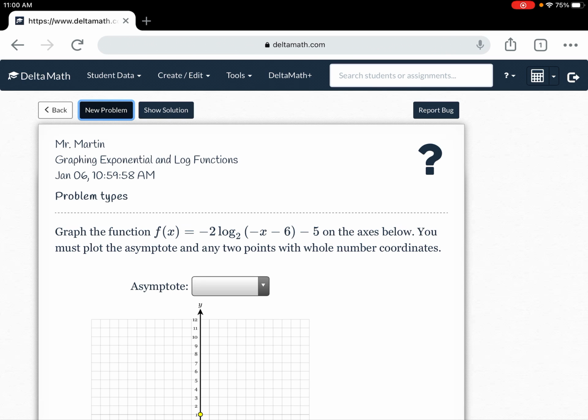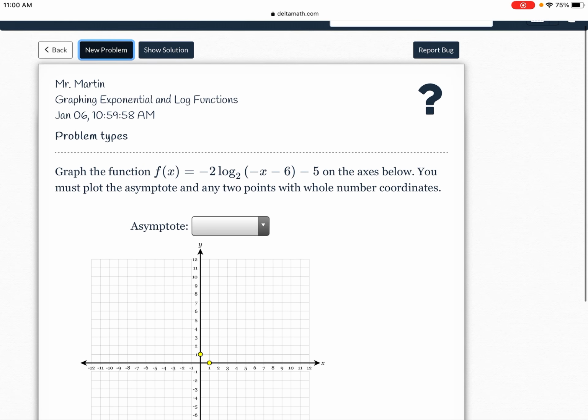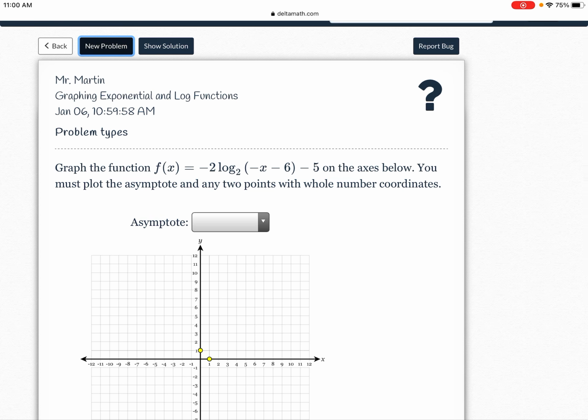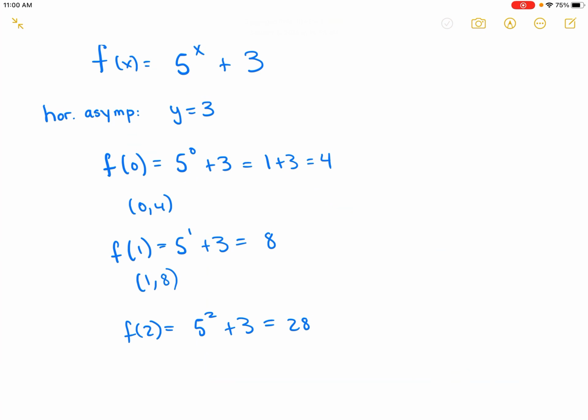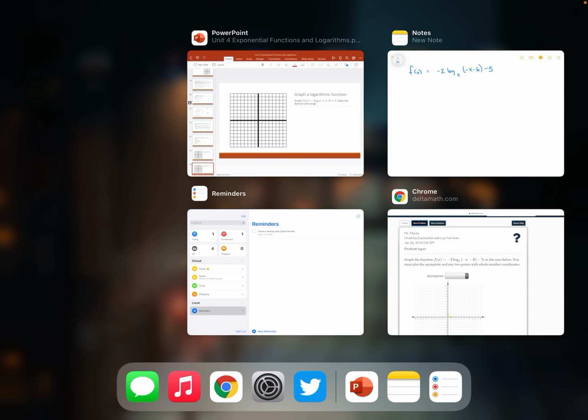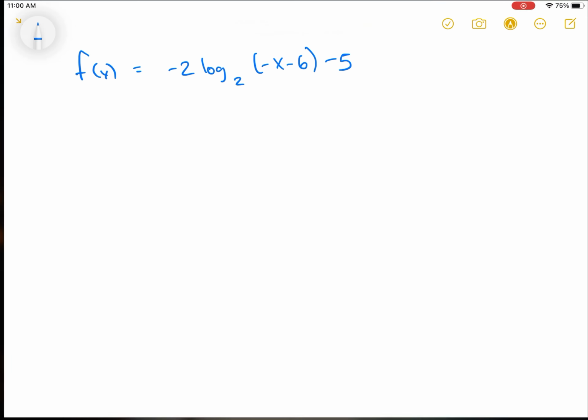So another problem is we have the logarithm. So f of x is -2 log base 2 of negative x minus 6, minus 5. So let's see if I can remember all of that. Did I get it all right? -2 log base 2 of negative x minus 6, minus 5.